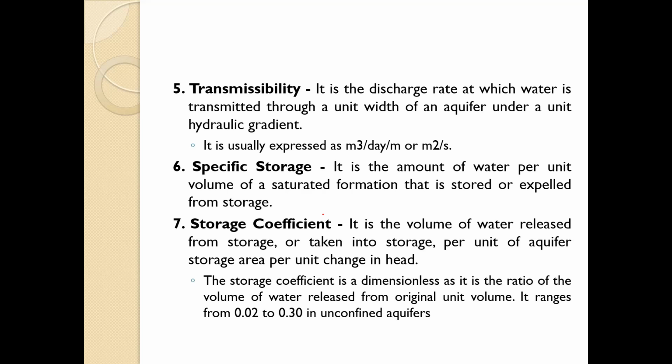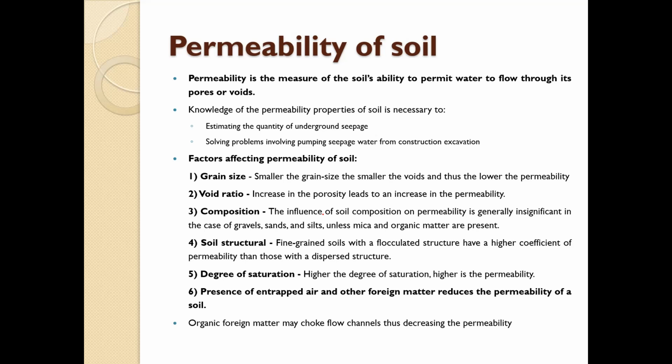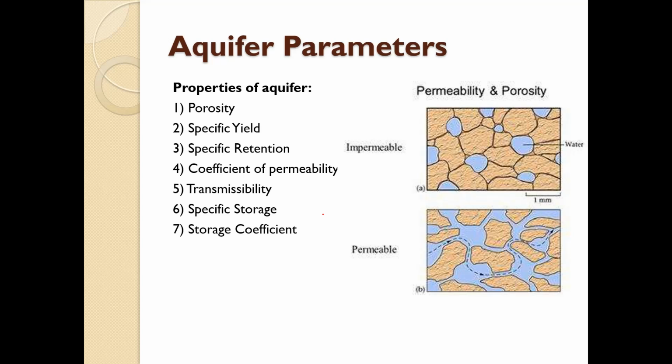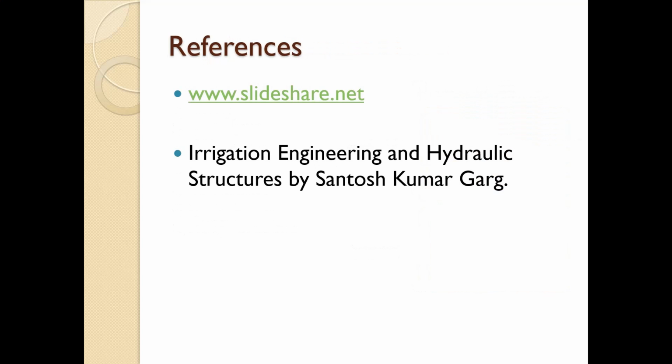Then the storage coefficient, it is the volume of water released from the storage or taken into the storage per unit of aquifer storage area per unit change in head. The storage coefficient is dimensionless as it is the ratio of the volume of water released from the original unit volume. It ranges from 0.02 to 0.3 in unconfined aquifers. So these are the properties of aquifers. This is all about the aquifers.